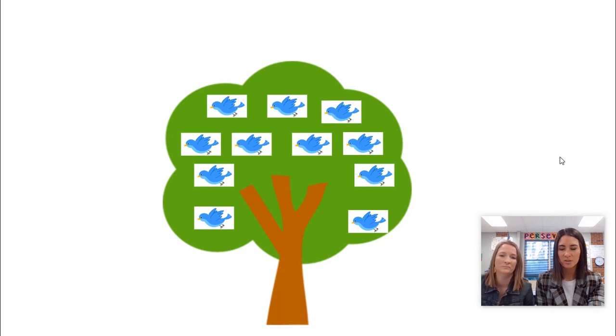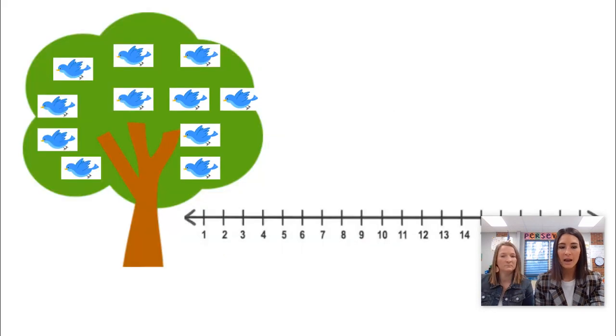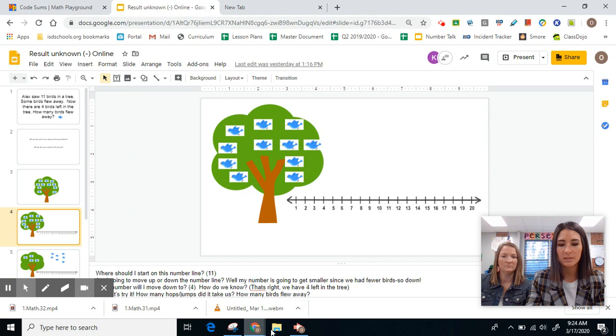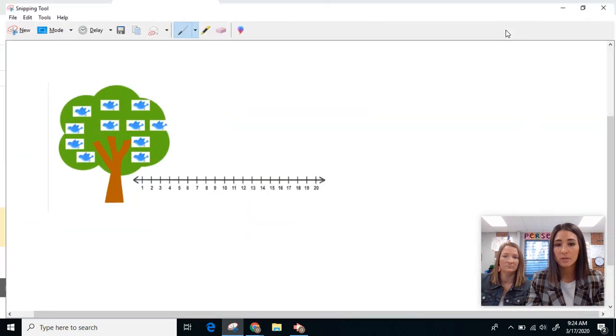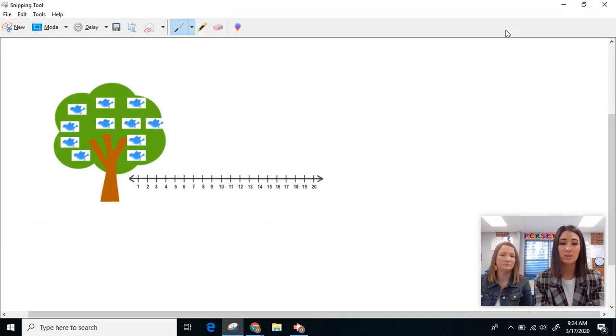Is there a tool or a strategy that you know how to use that might help us solve this problem? So I'm thinking, I know I have 11 and I have to get to 4. So I'm thinking maybe a number line. Good idea. I'm going to show us a number line here so we can use one together. If you have paper or pencil at home, maybe you can try using your own number line. Okay, so we have our number line here with our picture next to it. Where am I going to start?